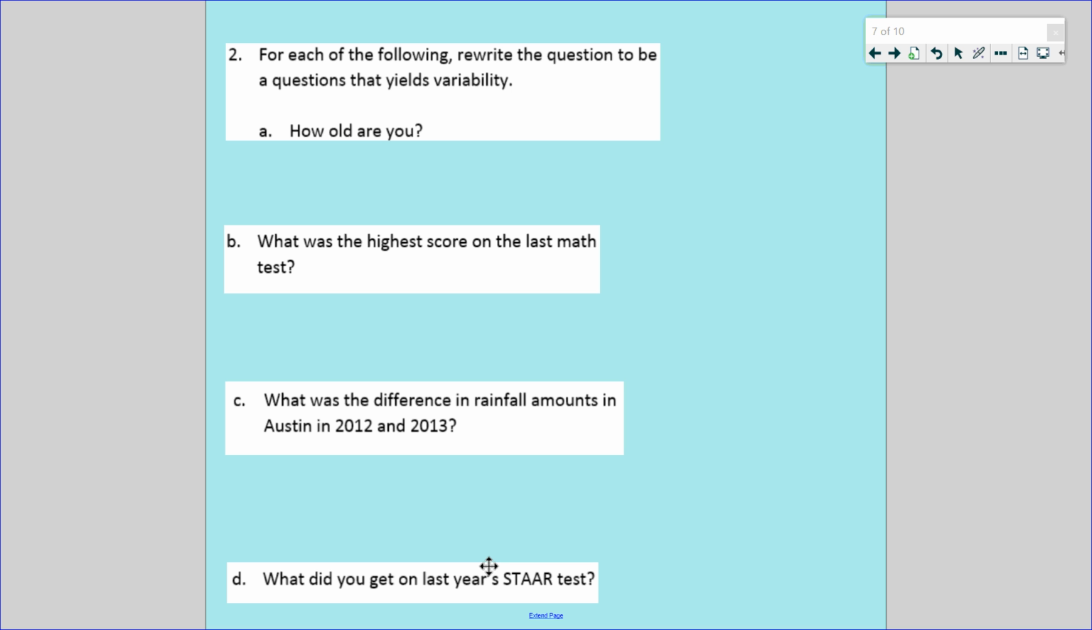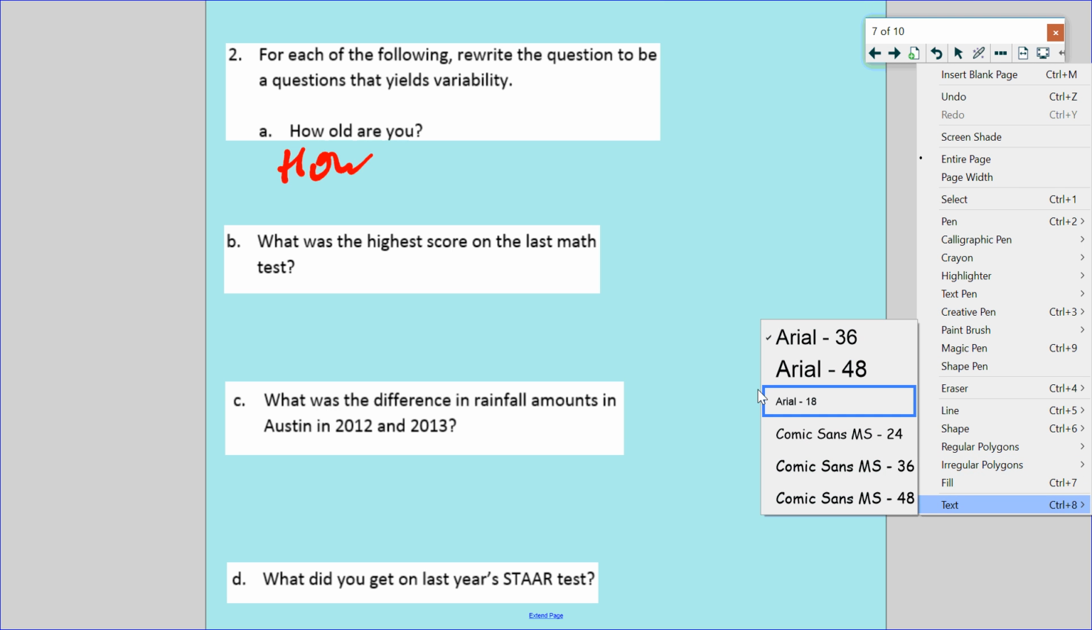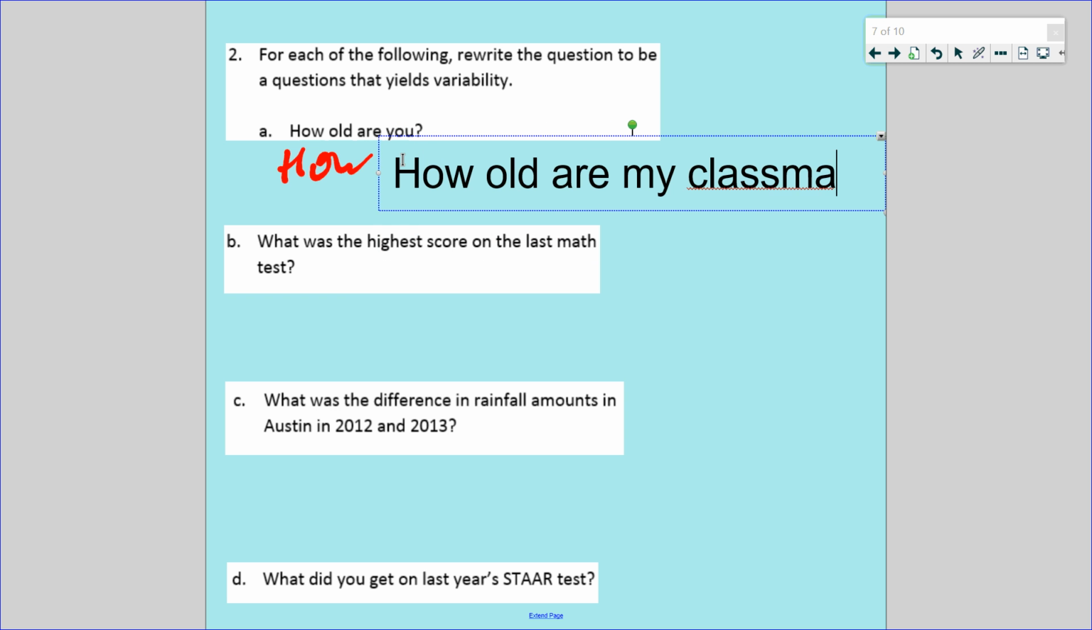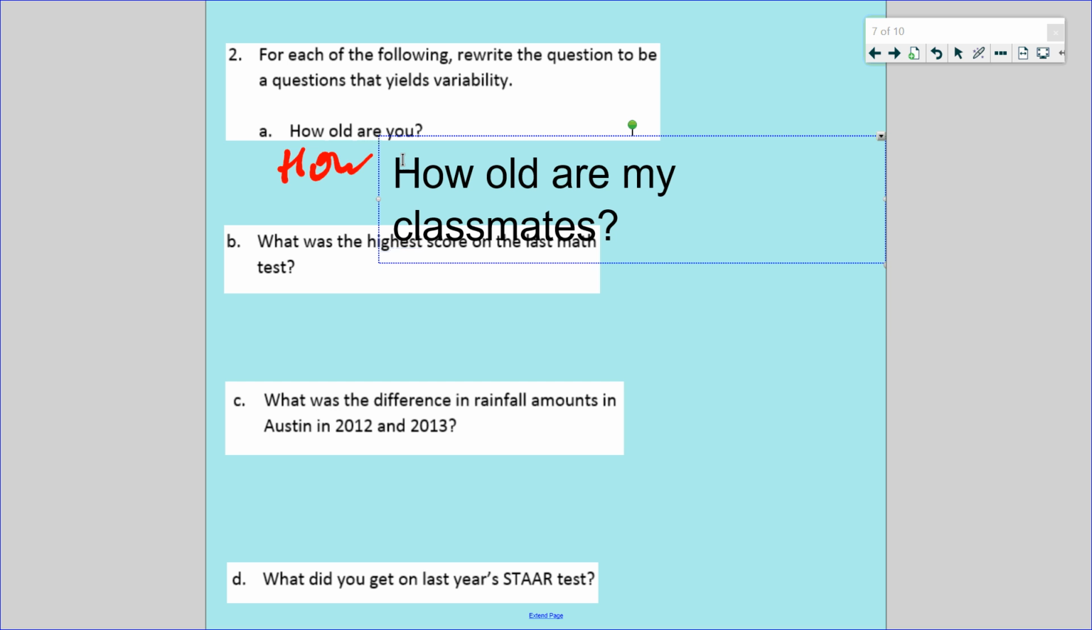So for each of the following, rewrite the question to be a question that yields variability. How old are you? How can I change that to show a variety of things? I'm going to type this up because I have better handwriting. My handwriting is not that great. So let's type it up. How old are my classmates? Will that give me different ages?